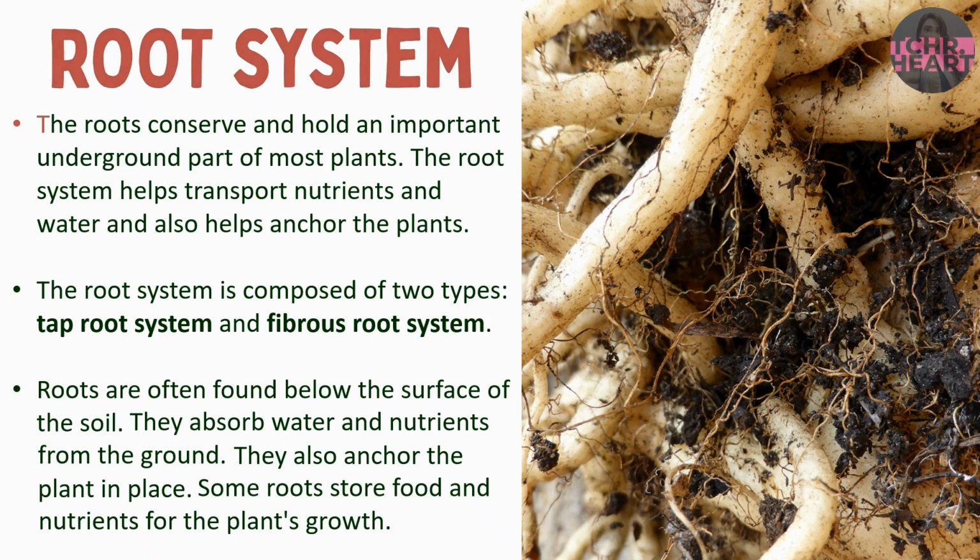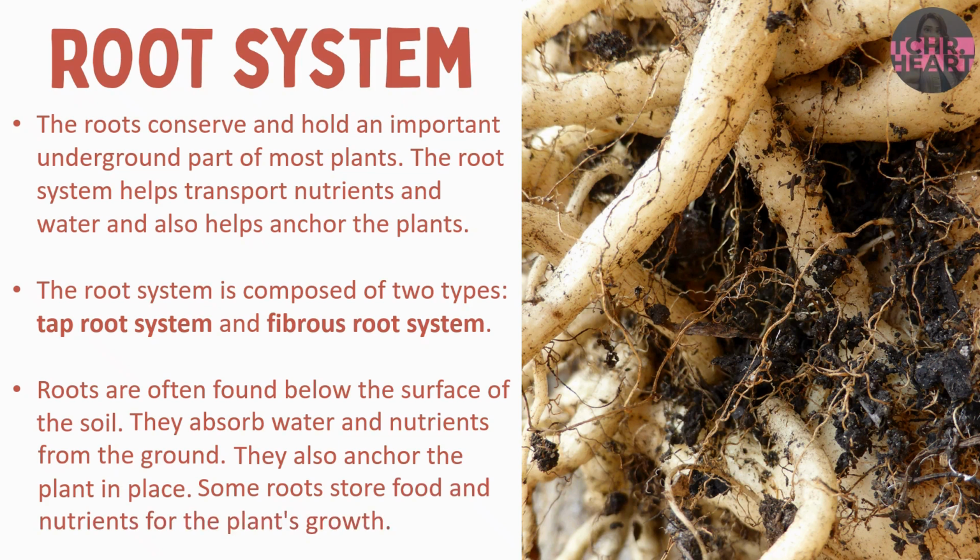Root system. The roots serve and hold an important underground part of most plants. The root system helps transport nutrients and water and also helps anchor the plants. The root system is composed of two types: taproot system and fibrous root system. Roots are often found below the surface of the soil. They absorb water and nutrients from the ground. They also anchor the plant in place. Some roots store food and nutrients for the plant's growth.